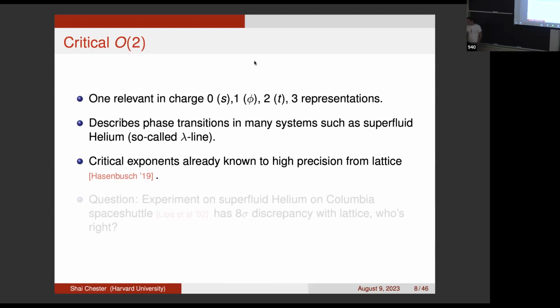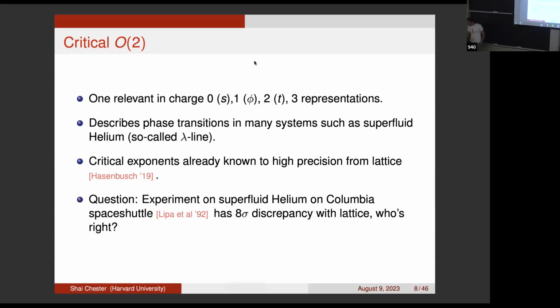And so this is also a very well-known theory. Of course it's been studied on the lattice to very high precision. So here are some results from 2019. But despite all these very accurate results, there was still an outstanding question, which is that people did an experimental study of superfluid helium on the Columbia Space Shuttle back in 1992. And so they measured critical exponents.